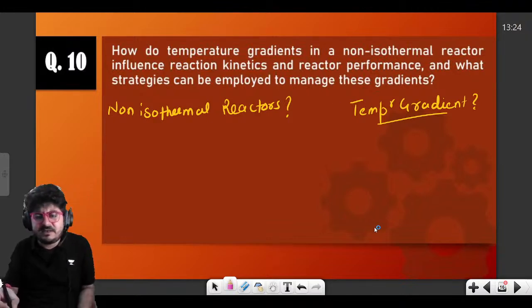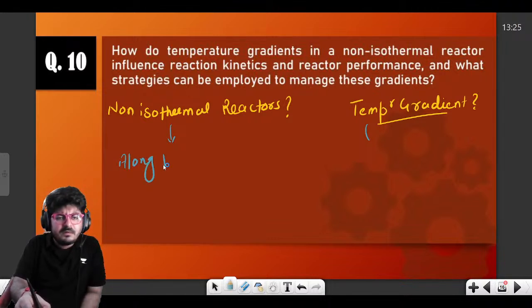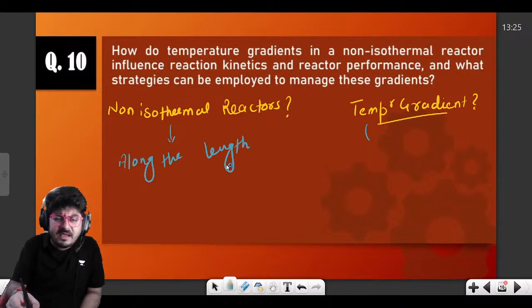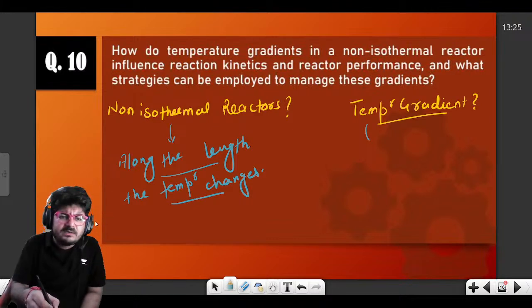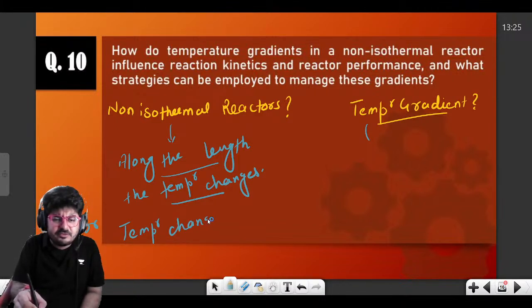Very well. So let's start our discussion. Non-isothermal reactors are those where, along the length of the reactor, or along the space coordinates in the reactor, the temperature changes. Or otherwise you can say non-isothermal reactors are those where the temperature changes during the process, during the reaction.